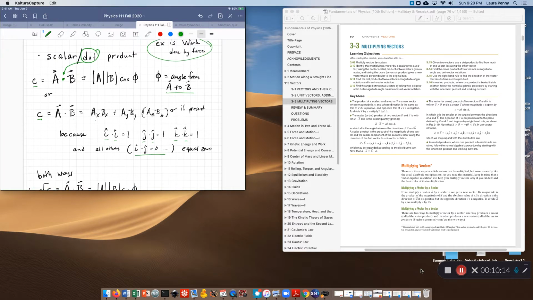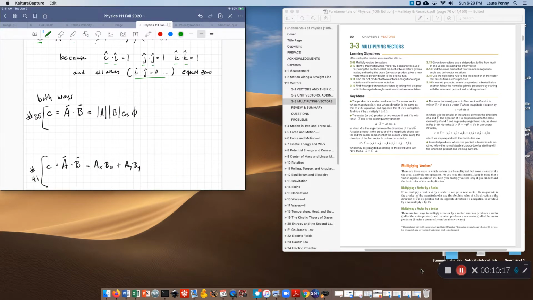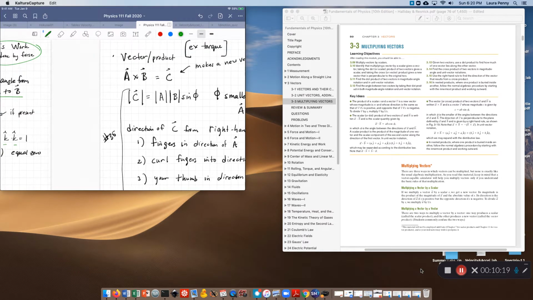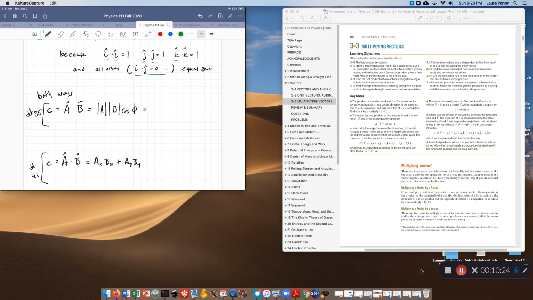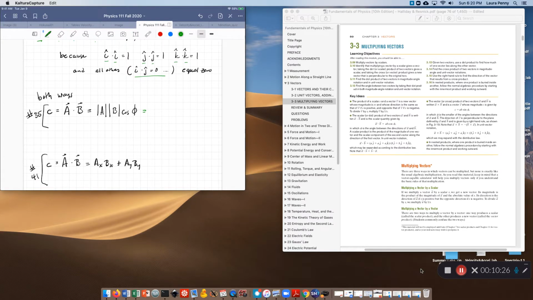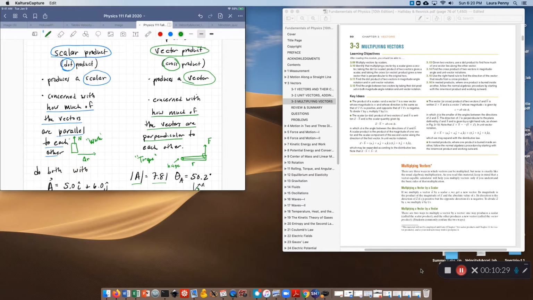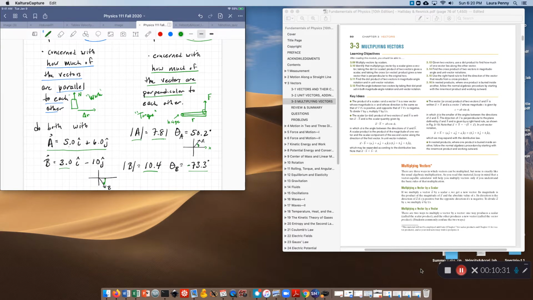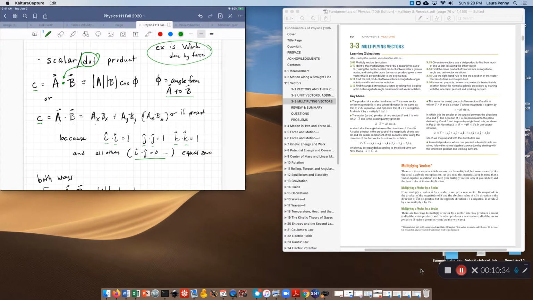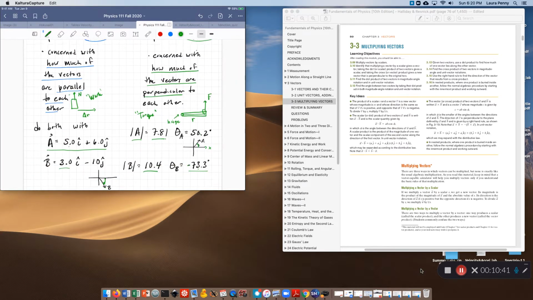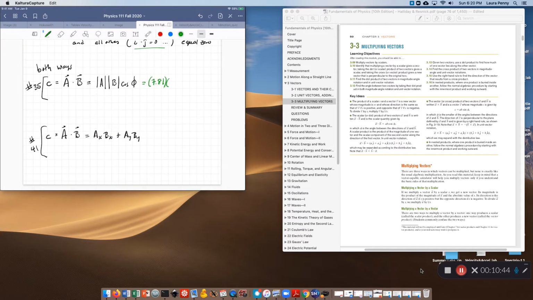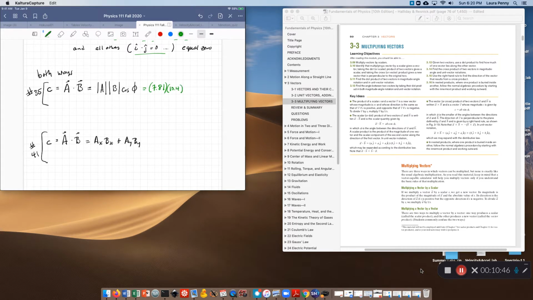So let's look at these different situations. Okay, let's do the math. So if we do our situation here, I had A dot B, and if I do it where I know the magnitudes and the angles, my magnitude of A is 7.81, and my magnitude of B is 10.4. And then the cosine of the angle between them.